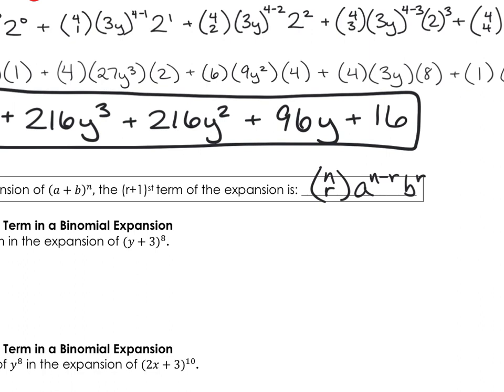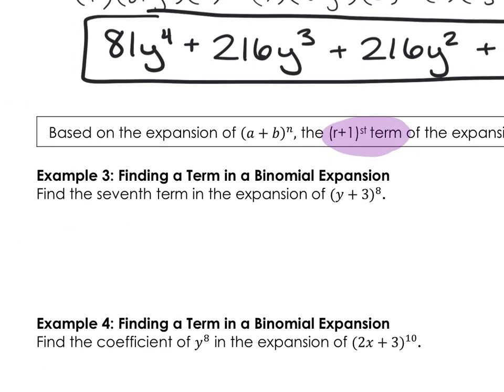But notice here, we're talking about the r plus 1 term, which means I'm not using the number that I care about. If I ask you for, let's say, the 7th term, we're not using 7 as r because 7 is r plus 1. So we actually have to take a number away from it to find the 7th term. What I mean by that is, if I ask you for the 7th term, that means that r is going to be equal to 6 because this formula helps me find the r plus 1 term. So 6 plus 1 is 7. That would be the 7th term.